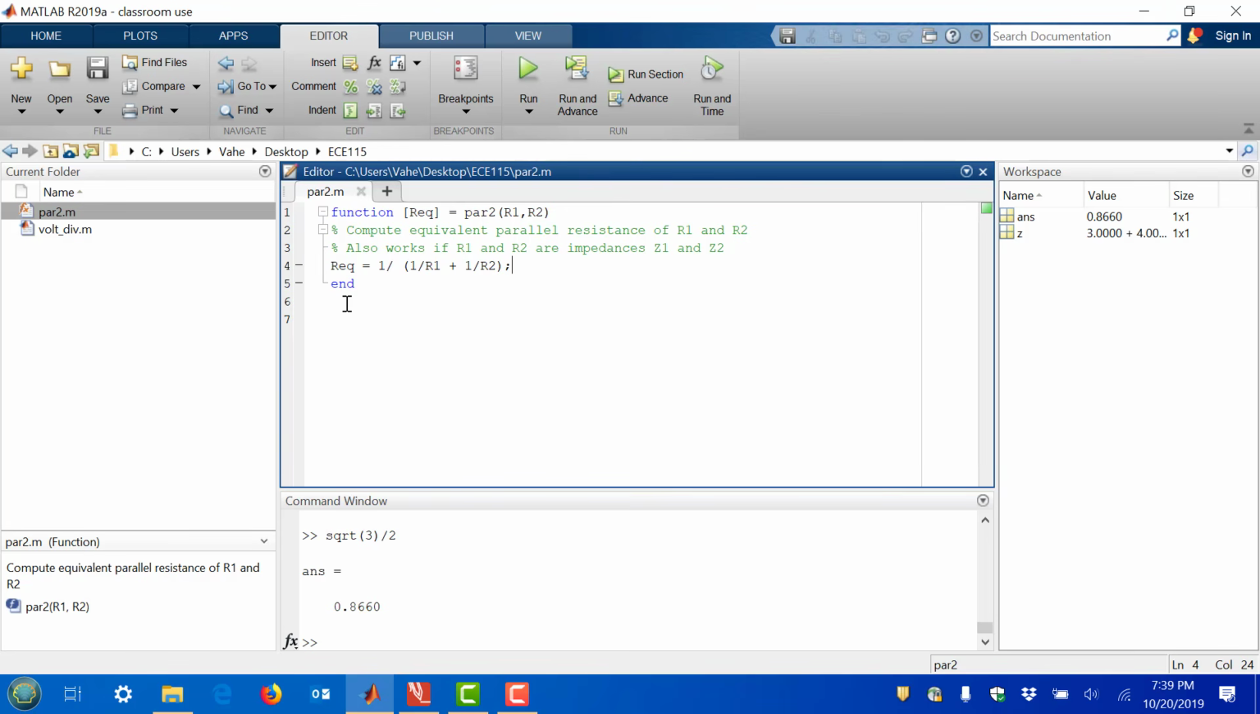As if it was a built-in MATLAB function. So I hope you see what's happening, right? There's 2 inputs, there's a single output. That's a function that defines the output as a function of the input, right? So now I have this thing called part 2.